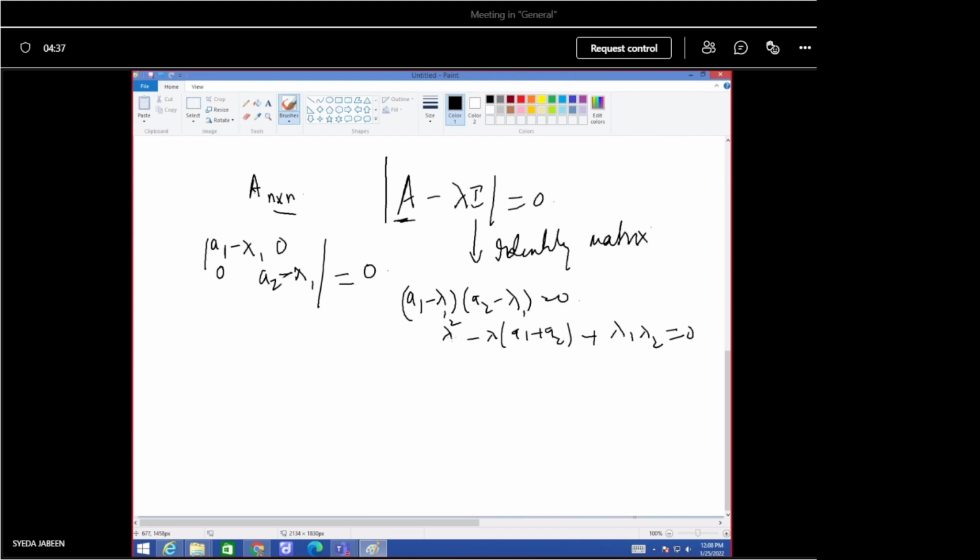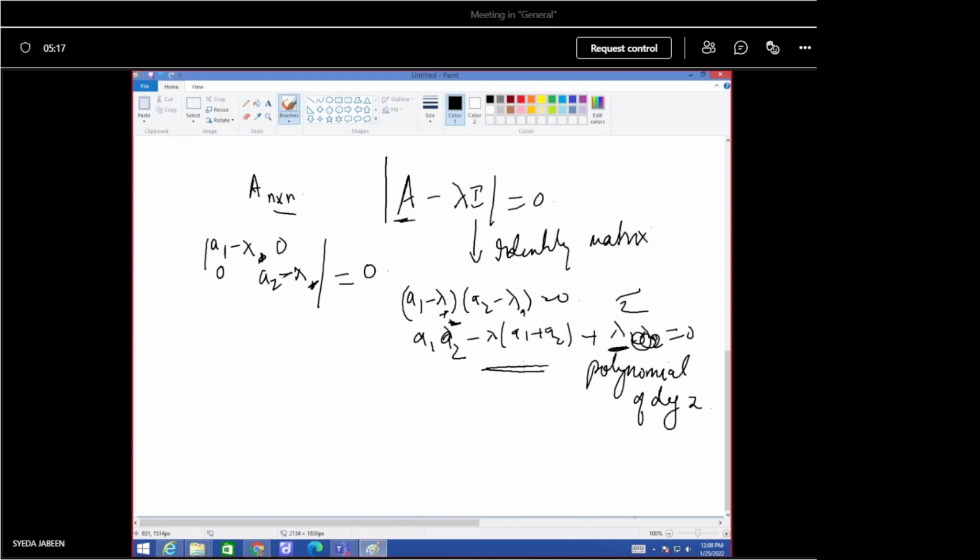It will not affect the calculation whether you take lambda 1 or lambda 2. So this is lambda square, that will not affect. You will have A1 A2. So when you write it in reverse, this is actually a polynomial of degree 2. If you have an n by n matrix, it is obvious that you will get a polynomial of degree n. Now this is an equation.